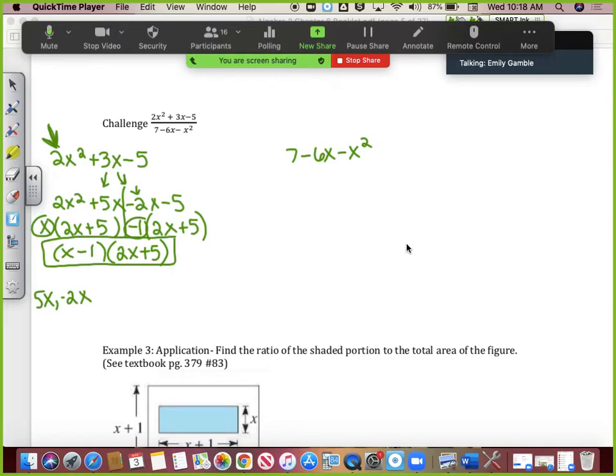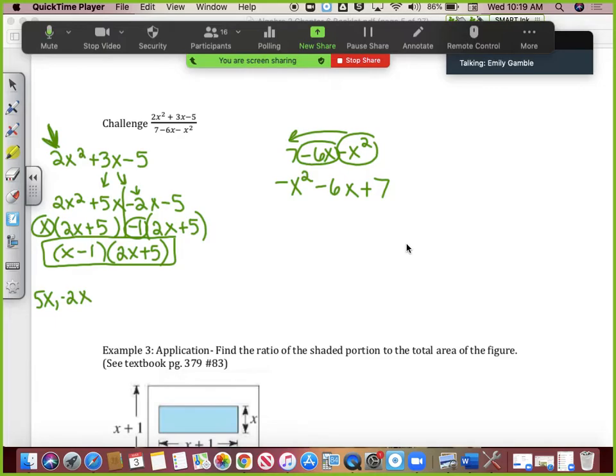Now we have to factor the denominator. The denominator is not in standard form right now. Standard form for polynomials has the highest exponent first, going all the way down to the constant number. So I need to move things around. This negative x squared needs to be moved to the front. So I'm going to move it to the front here. That's negative x squared. And then the next thing I need to move to the front is the negative 6x and then plus 7. So what I did was I just moved the 3 terms around so that they're in the correct format.